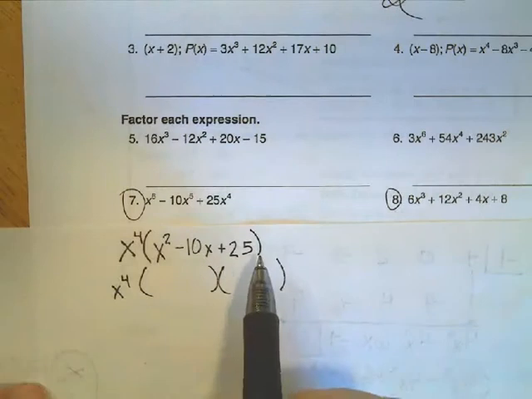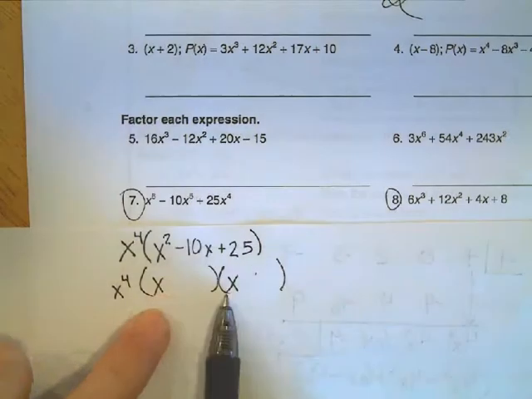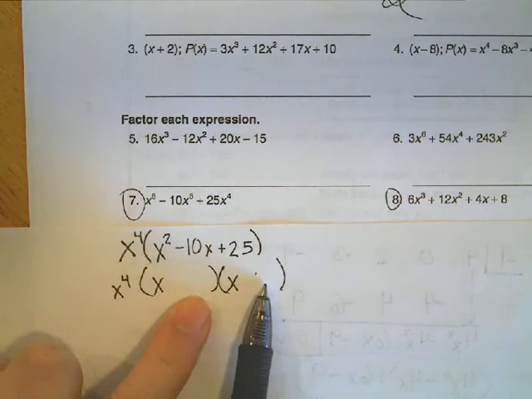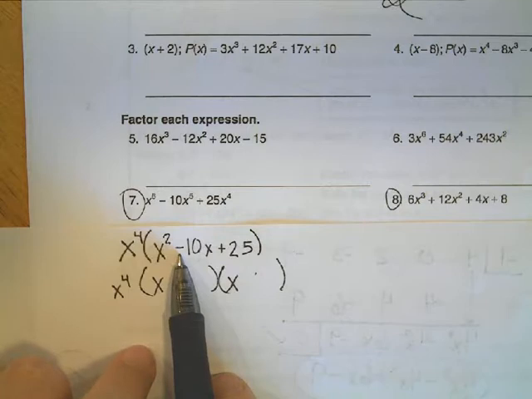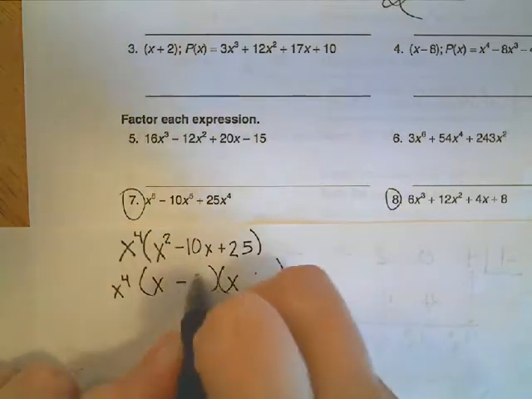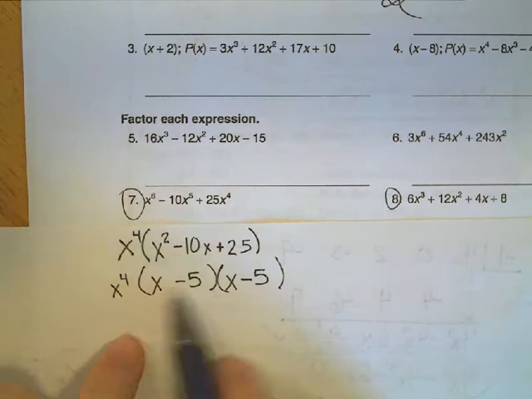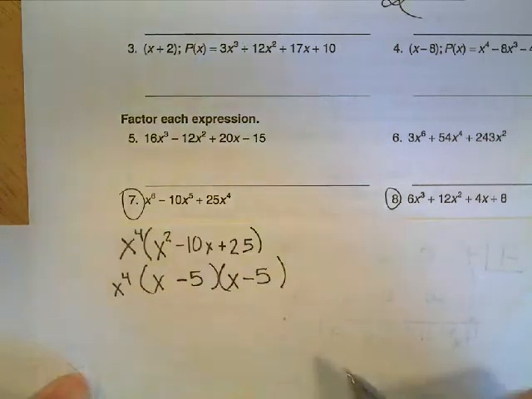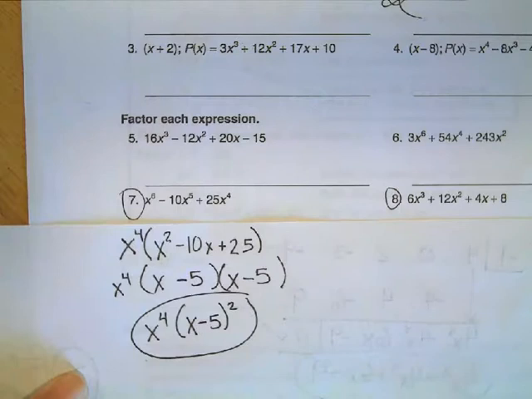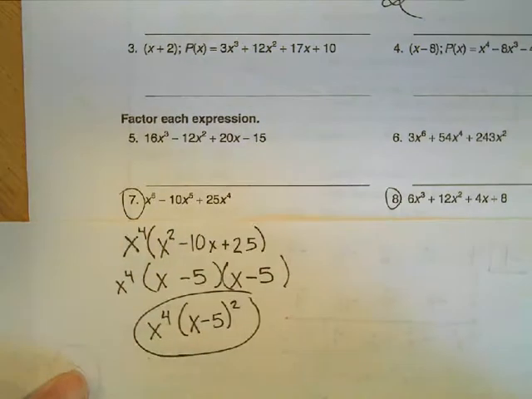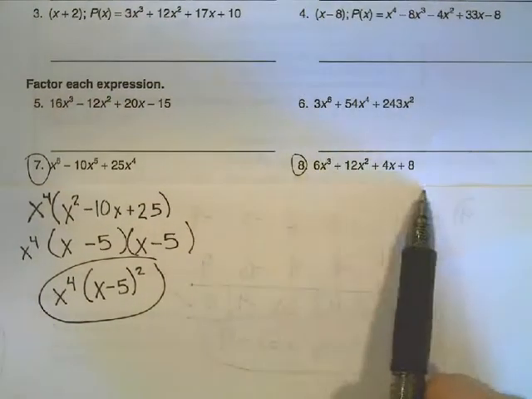So I'm going to keep my x to the 4th out front just so I don't lose it. And I'm going to factor this trinomial into 2 binomials. If my trinomial starts with x squared, then the first term in each one of my binomials is obviously going to be x, because x times x is x squared. The last terms here must multiply to give you 25, but add to give you negative 10. So hopefully you thought of negative 5 times negative 5 being 25, and negative 5 plus negative 5 being negative 10. So here I have the exact same binomial multiplied by itself, so I can rewrite this as x to the 4th times x minus 5 quantity squared. And that would be my final answer for number 7.